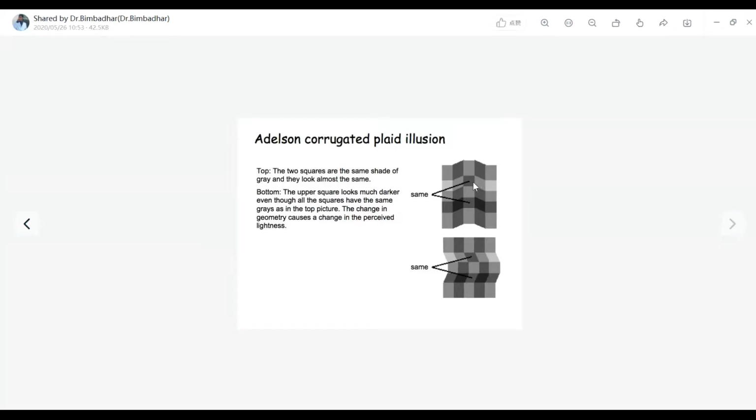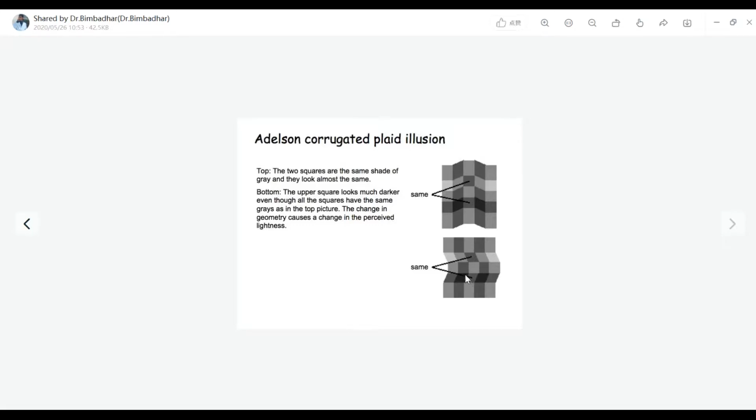This is actually called the Adelson corrugated plate illusion. Both the squares are of the same color, right? Both the squares are of the same color. And when you fold the paper and turn it around, these colors become different because of the presence of the bent area. You see here, the area has been bent, and this one will cast a shadow on the lower square to make it darker, right? But usually speaking, they let it become lighter.